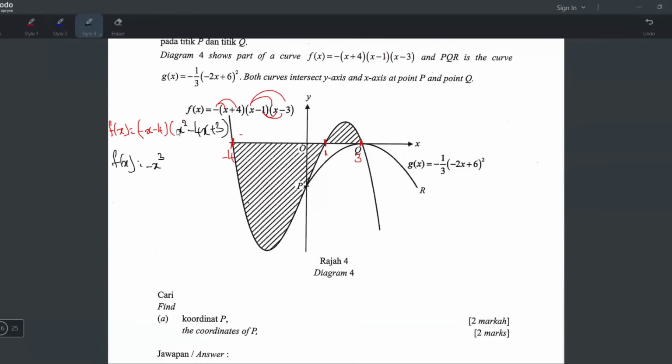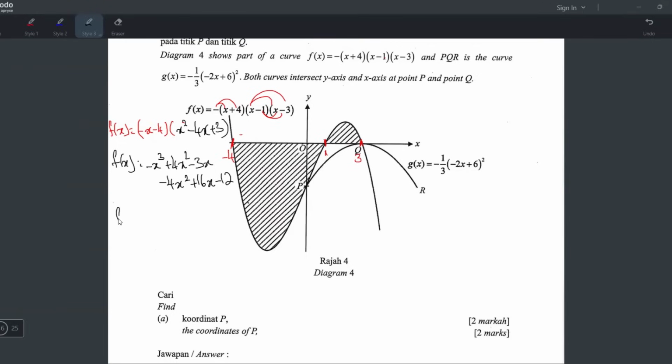So you get negative x power 3. And then negative x times negative 4x, you get positive 4x square. Negative x times 3, negative 3x. Now, repeat the same process, but using negative 4 this time. Negative 4 times x square, negative 4x square. Negative 4 times negative 4x, positive 16x. Negative 4 times 3, negative 12.